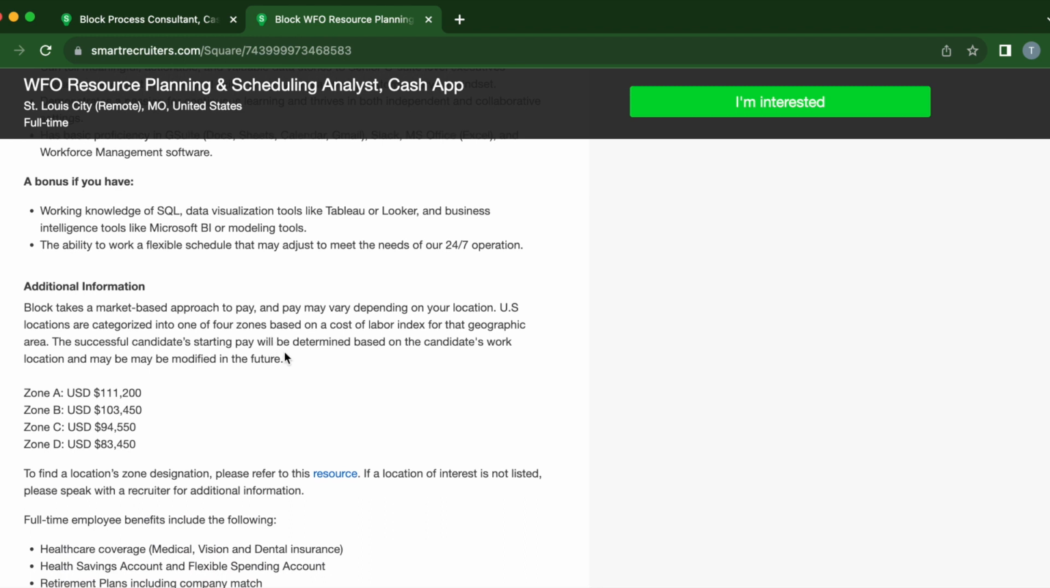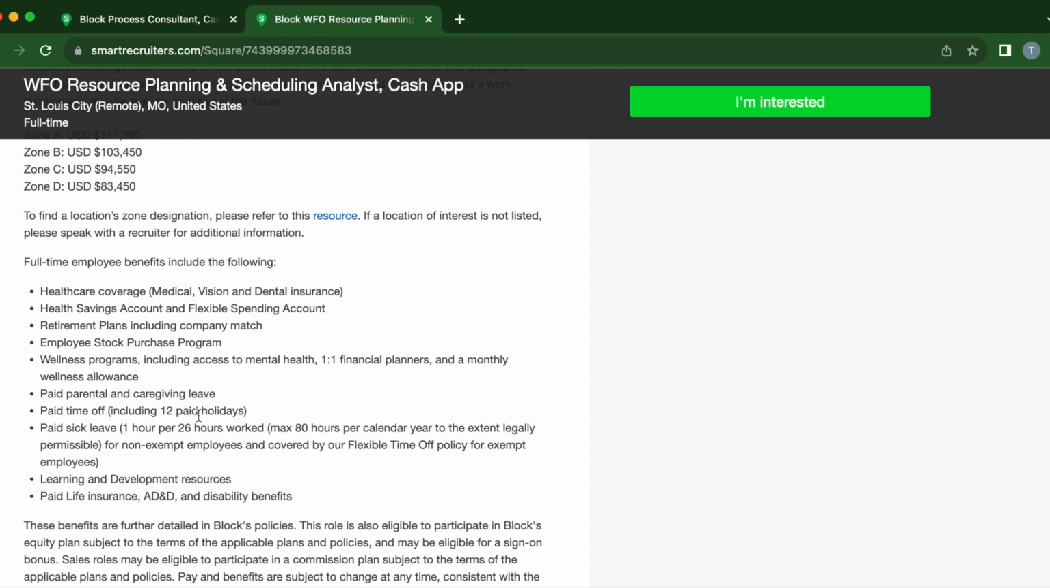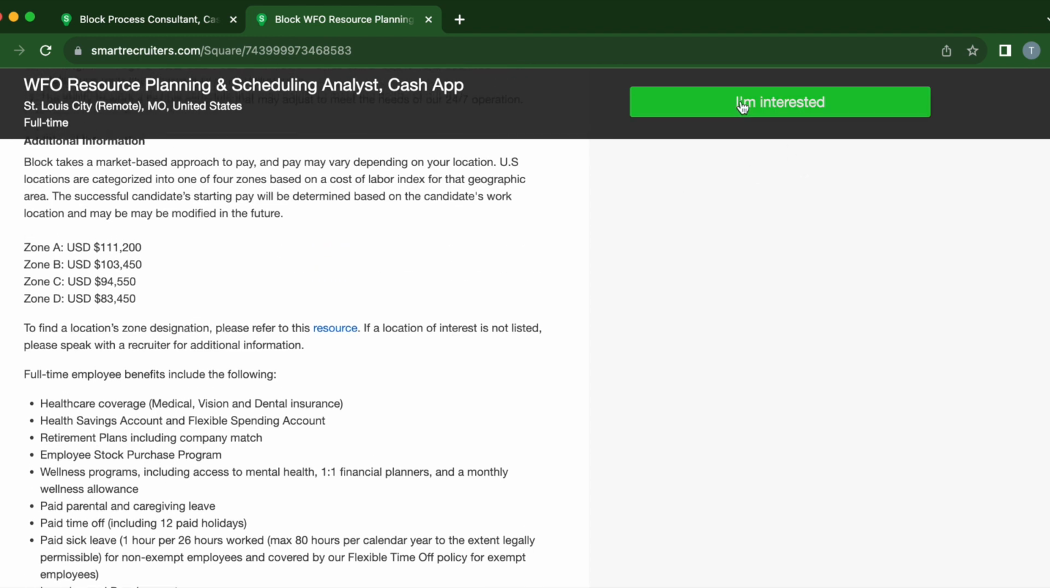The starting pay is $111,000 for Zone A, $103,000 for Zone B, $94,000 for Zone C, and $83,450 for Zone D. They also offer the same benefits for full-time employees. You will click I'm interested here.